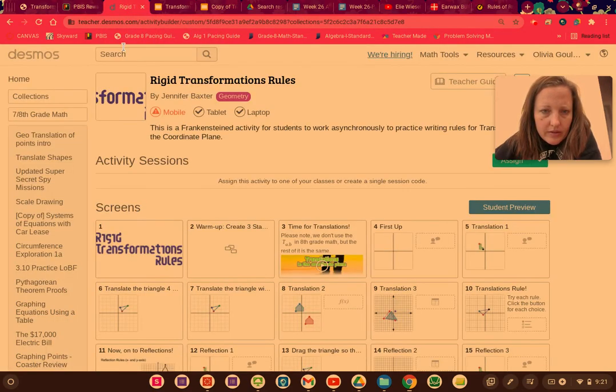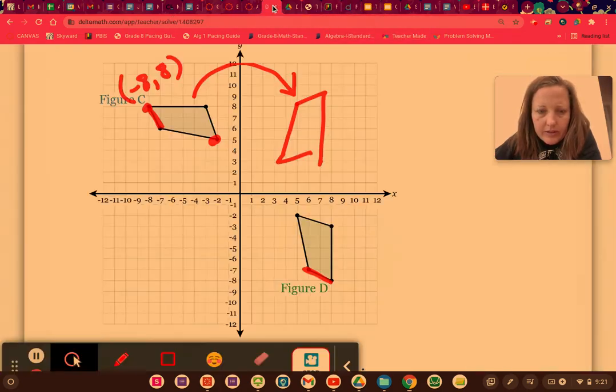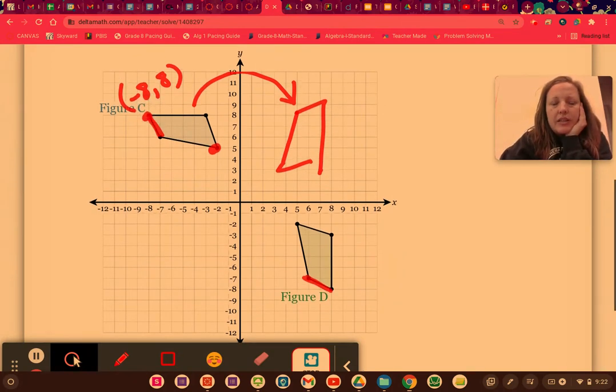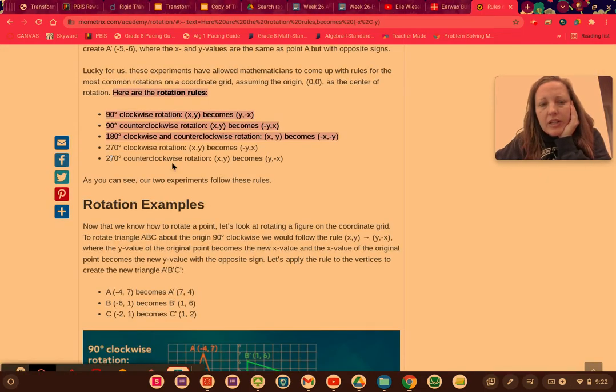Okay, so not that one. Where am I? Too many tabs, Mrs. Golding. Delta Math right here. Okay. So if I'm testing this point right here, then I'm going from that. So then it says, did it say I switch them? Let's look again. Switch them and then make the X negative. Okay, great. So let's go back. I got too many tabs again.